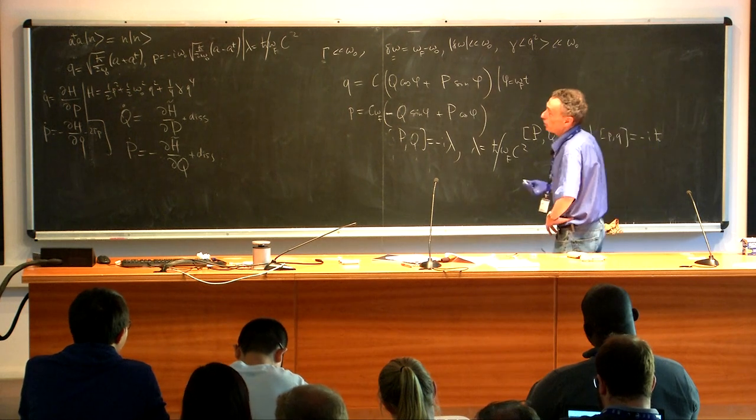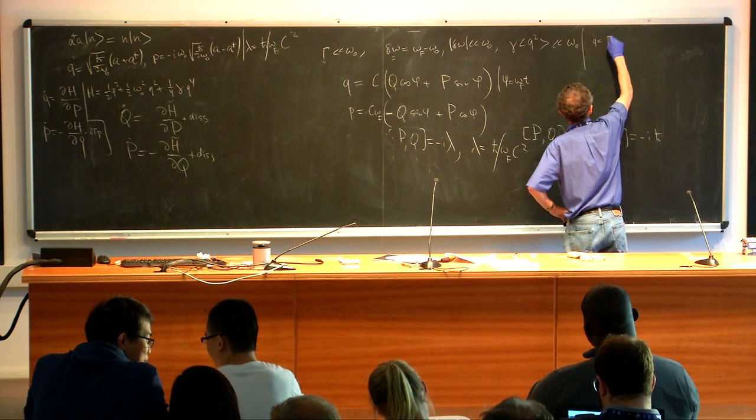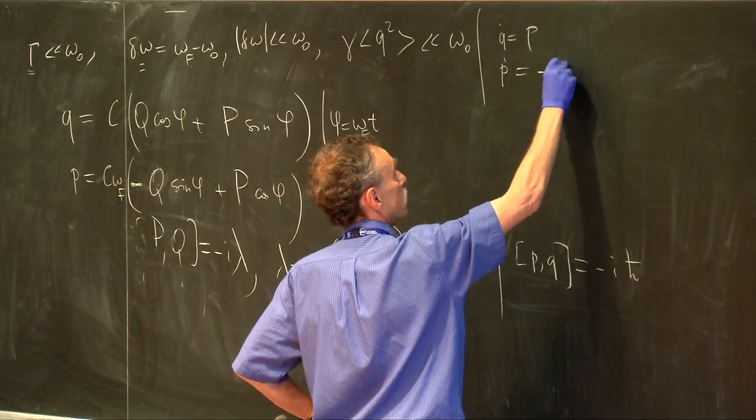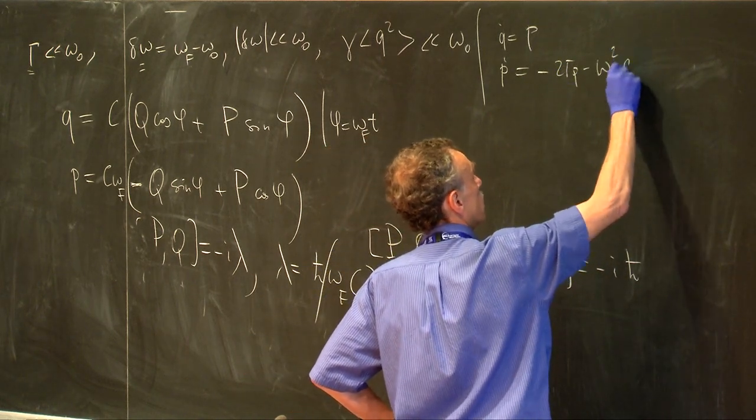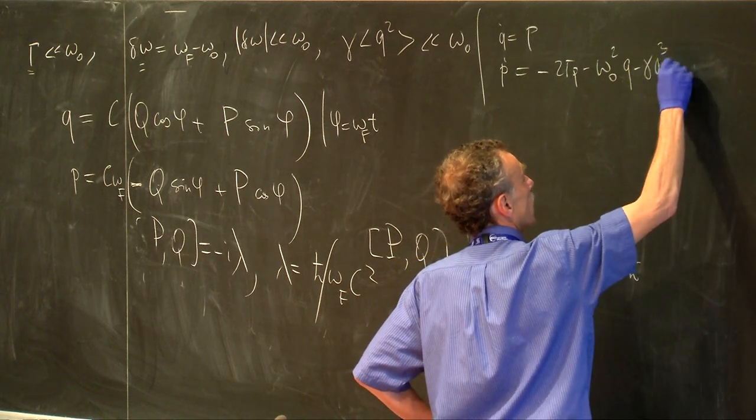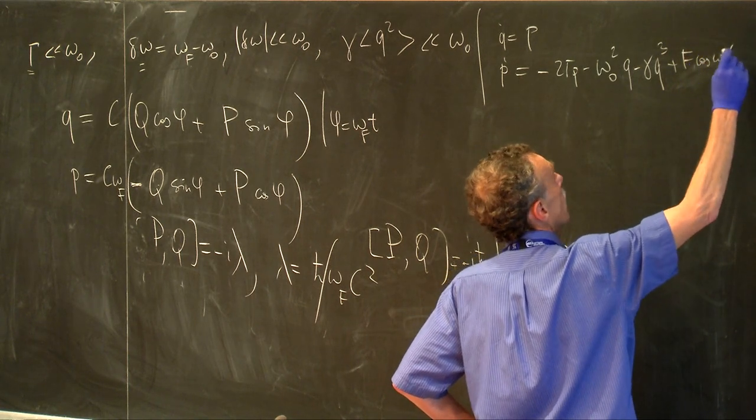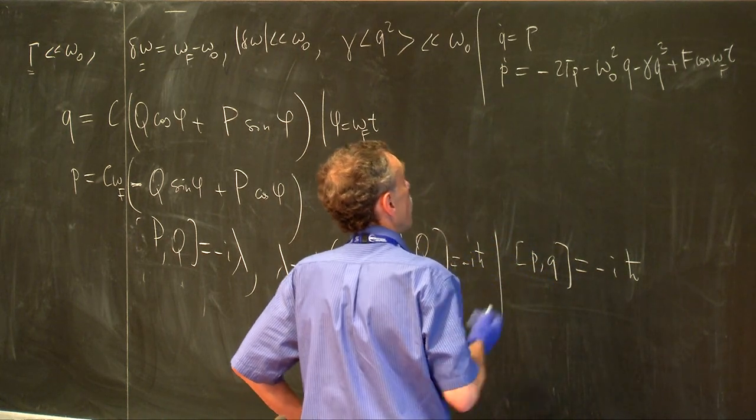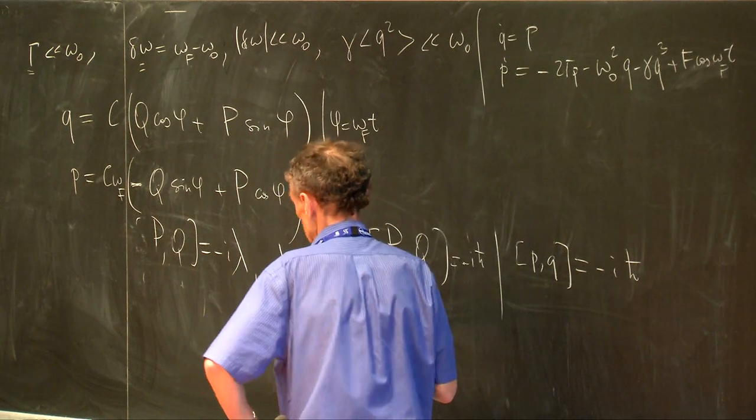So I have two equations. I have equation Q dot is equal to P, and I have equation P dot is equal to minus 2 gamma P minus omega naught squared Q minus gamma Q cubed plus F cosine omega F T. And that's it. So let me try to see what follows from this equation.